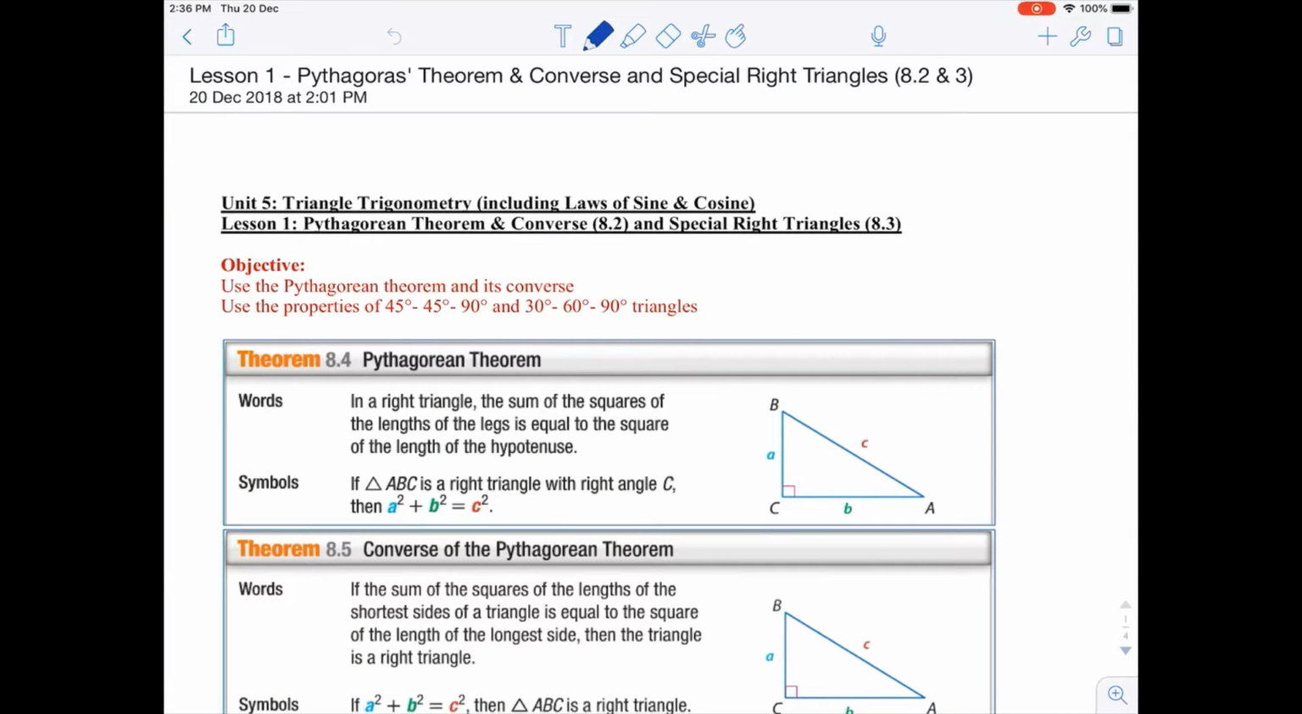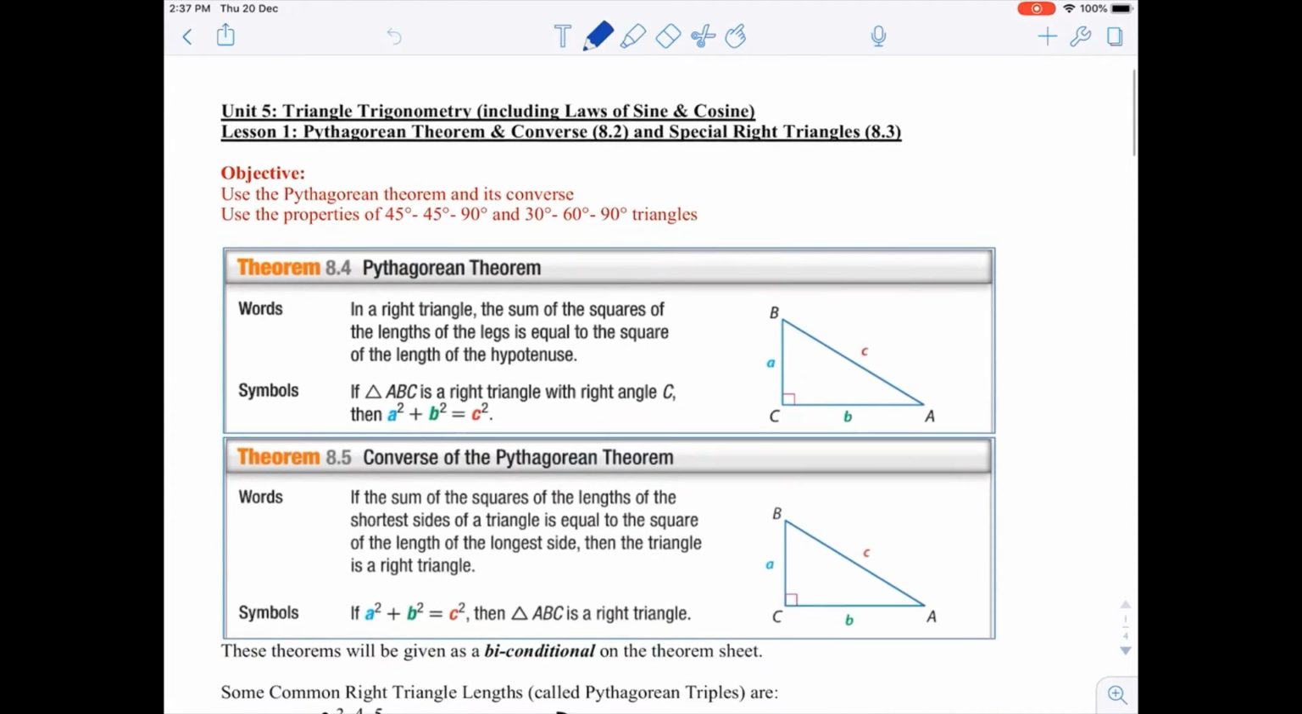Today we're going to be starting Unit 5, and this first lesson looks at the Pythagorean Theorem and its converse, and also allows us to revisit special right triangles that you were introduced to during the Cornerstone activity last semester. So let's first look at the Pythagorean Theorem.